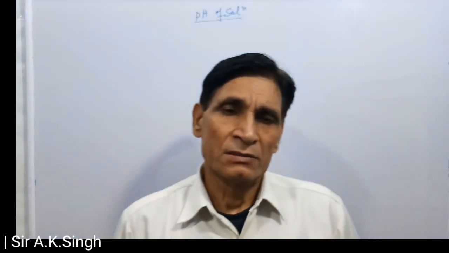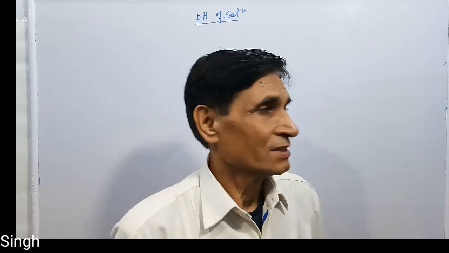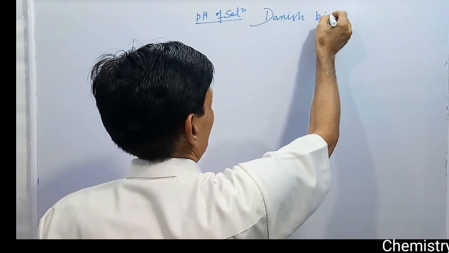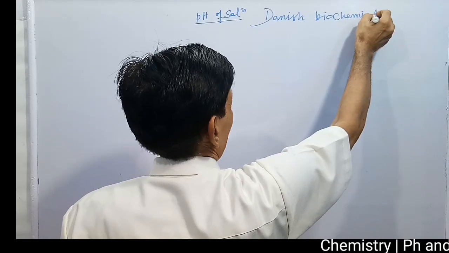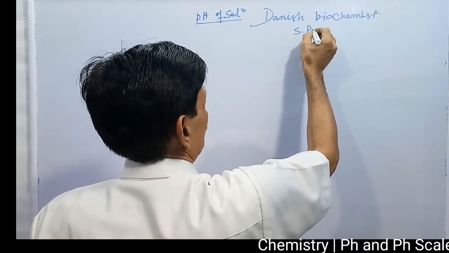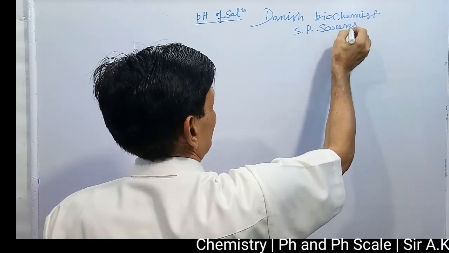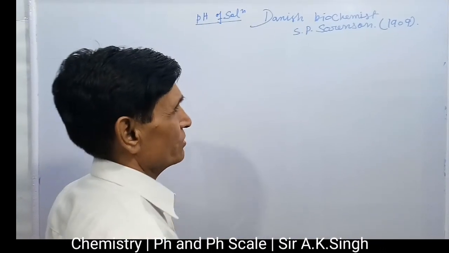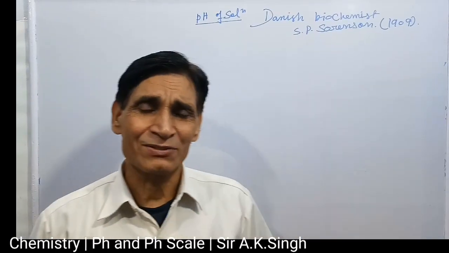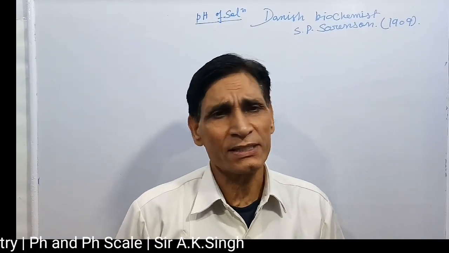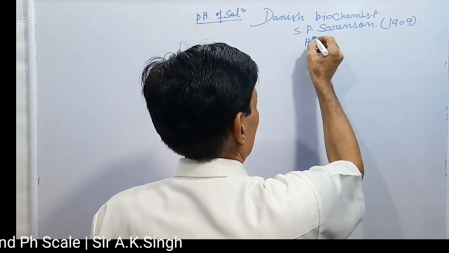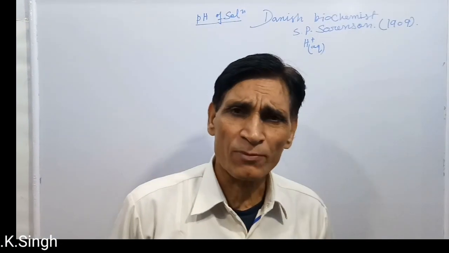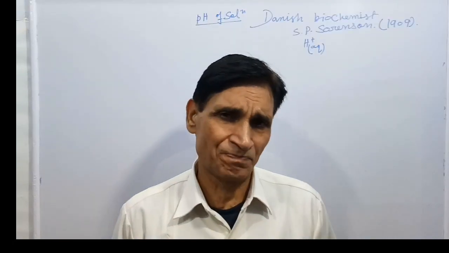pH stands for potential of hydrogen. In 1909, a Danish biochemist, Sorensen, introduced a method of expressing the molar concentration of hydrogen ion in terms of a certain parameter known as pH.